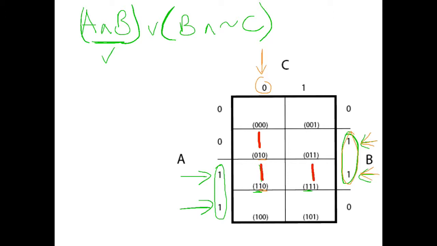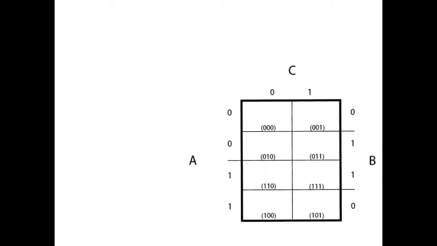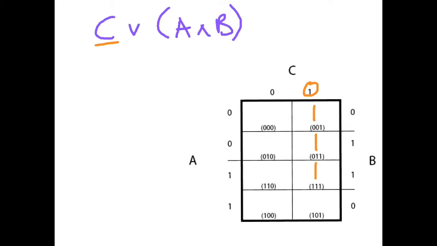Okay, let's try it with another one. Let's try C or A and B. Okay, so now if C is true, that's this column, and basically it means that there's going to be all ones in that one. Okay, so this bit's done. What about the A and the B?